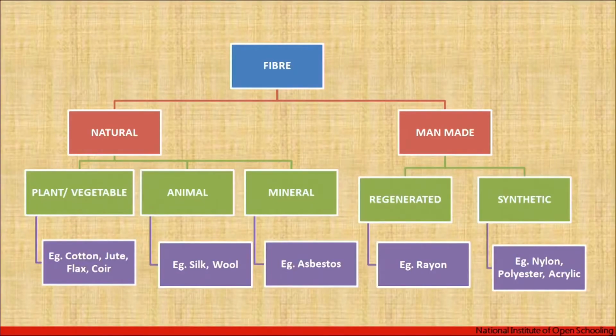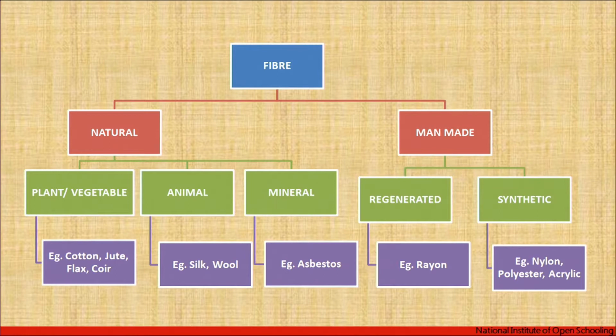So here we have a detailed classification of fiber according to natural and man-made fibers. Natural fibers are further divided into three categories. One is plant or vegetable fiber, the other one is your animal fiber, and the last one is your mineral fiber. An example of plant or vegetable fiber is cotton, jute, flax. For the protein fiber or animal fiber, we have silk from the silkworm, and we have wool from the sheep or goat. And the third one is the mineral fiber, in which we have asbestos.